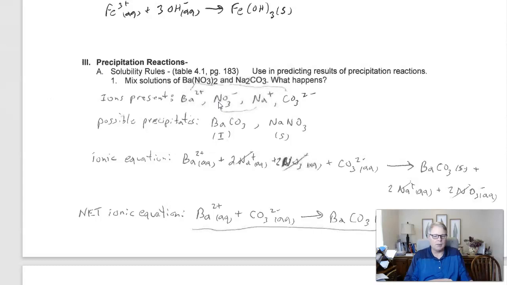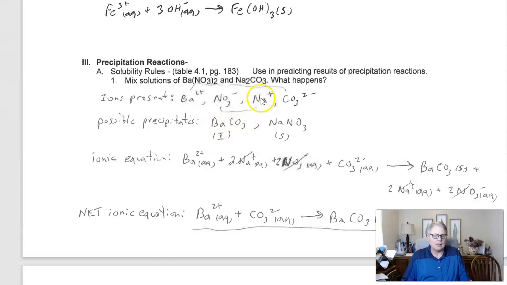Remember, when you write the formulas for ionic compounds, they have to be neutral. If they're not neutral, you've done it wrong. So I've got a barium 2+ and a carbonate 2- here. What's the smallest number of those I can put together and get something that adds up to 0? Well, one of these at +2 and one of these at -2. +2 minus 2 is 0. And so the formula for barium carbonate is BaCO3.